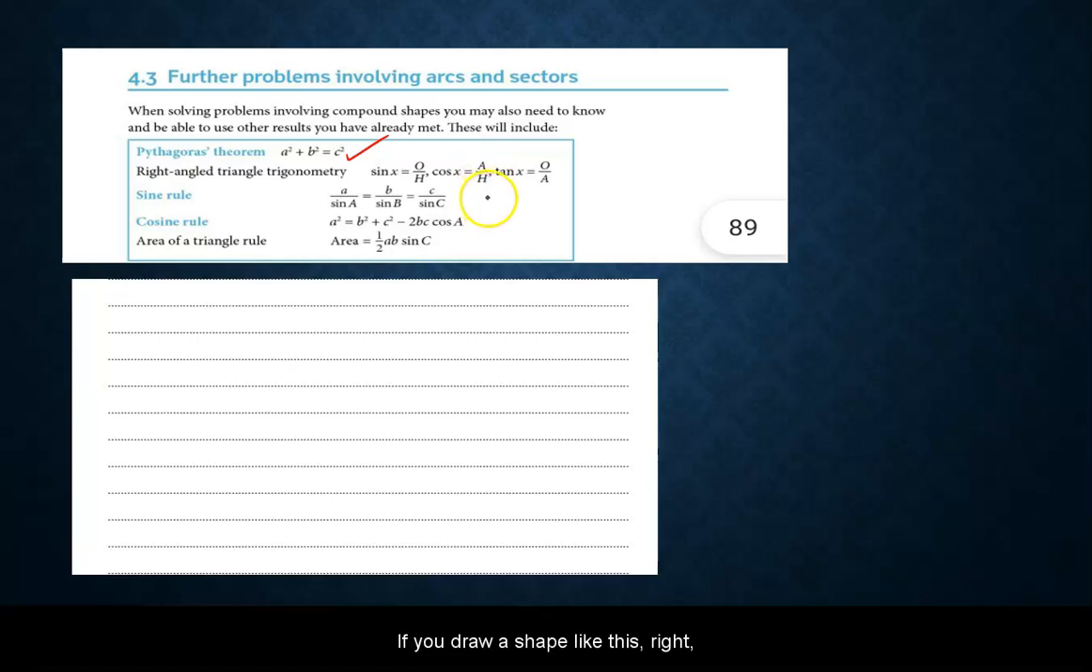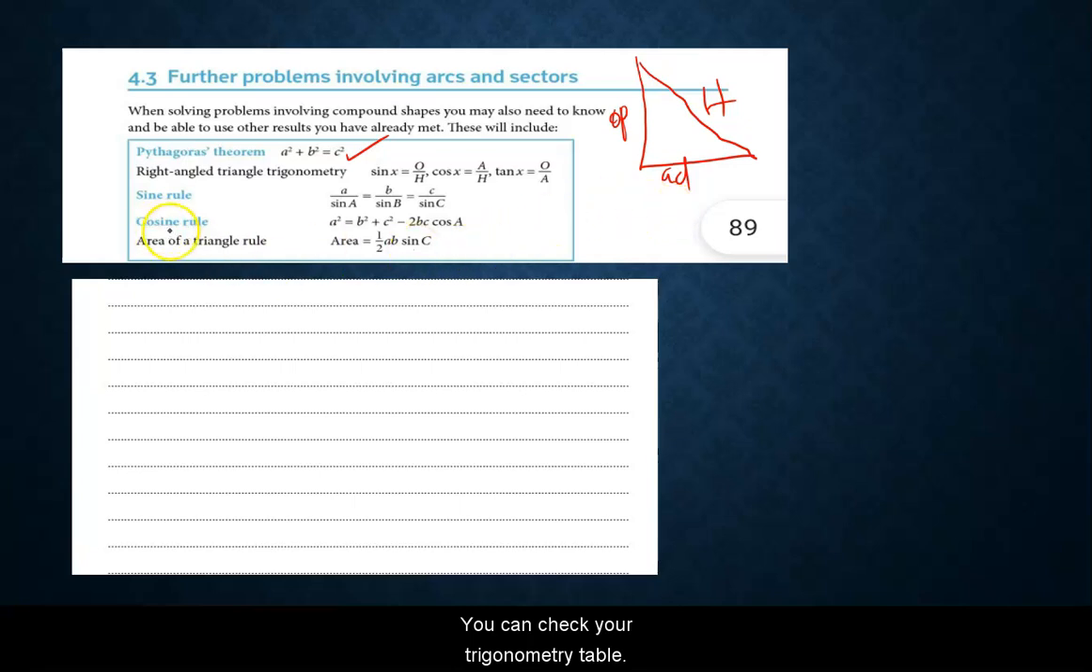If you draw a shape like this, this is the hypotenuse, then we have the opposite, and then we have our adjacent. Now look at the sine rule, you need this rule. You can check your trigonometry table. You have a divided by sine A equals b divided by sine B, and that is equal to c divided by sine C.